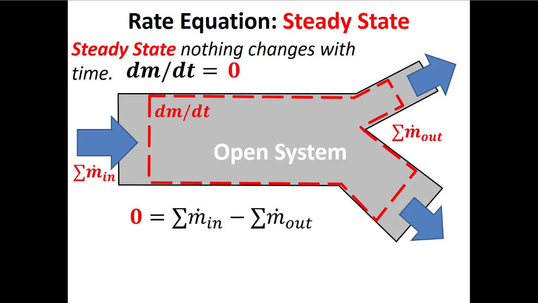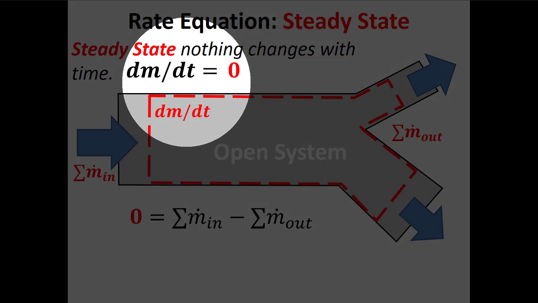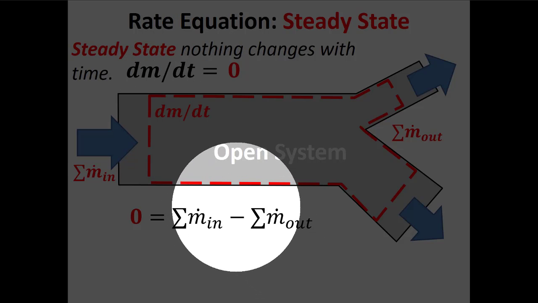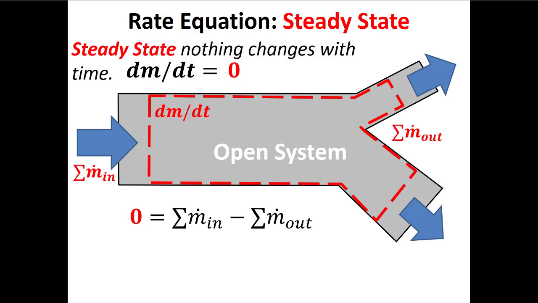Again, we can have this special condition where we're at steady state. And in steady state, if nothing is changing with time, that includes the rate at which mass is changing with time. So at steady state, the rate at which we're accumulating mass is 0, or dm/dt is equal to 0, which means that the sum of all the mass flow rates in is equal to the sum of all the mass flow rates out.